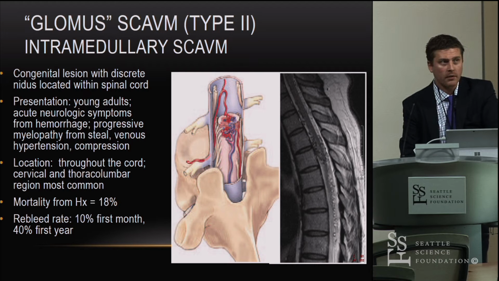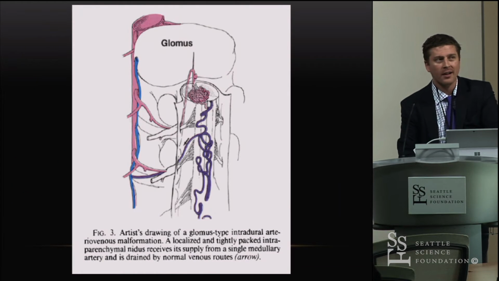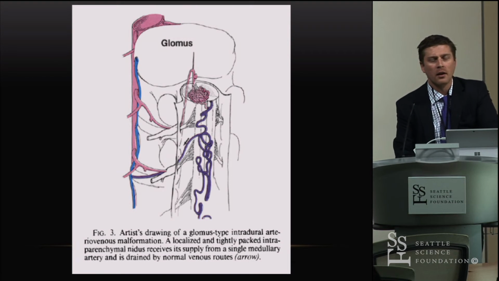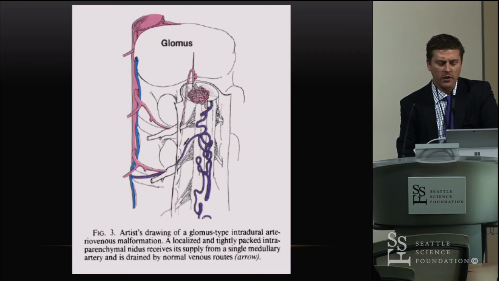Here's an example here. Again, the serpiginous vessels, but this one's actually inside the spinal cord with a compact nidus. This is just a cartoon kind of demonstrating that. You have one big feeder coming in here, then you have this very compact nidus, and then the venous drainage with the serpiginous vessels again.